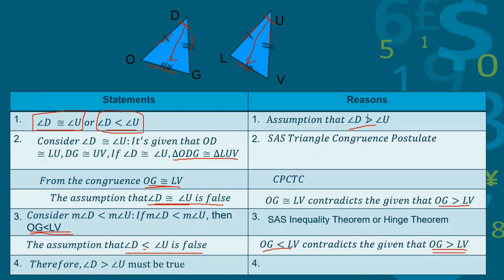Kaya, we can conclude that angle D is greater than angle U. So, this is a true statement. Why? Because the assumption that angle D is not greater than angle U is proven to be false. Ayan o, na-prove natin na naging false sila.